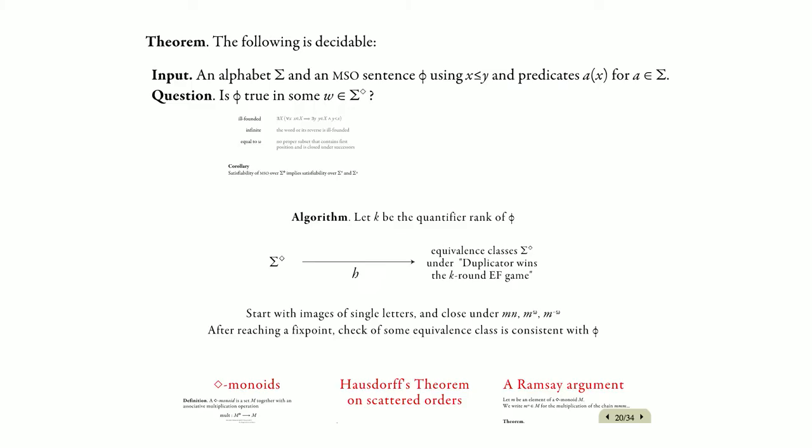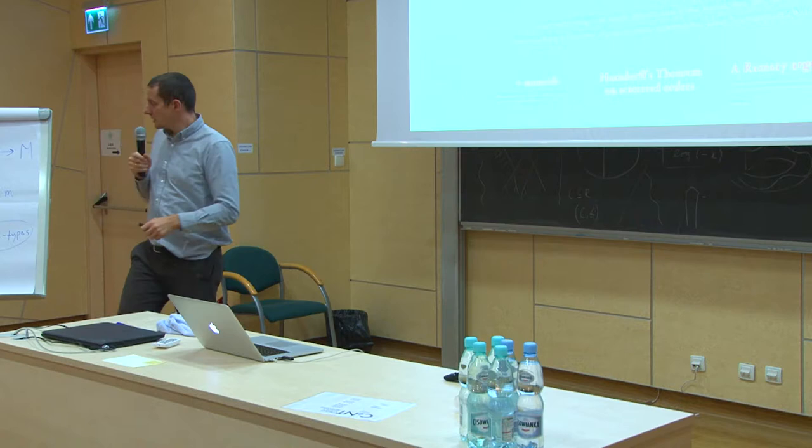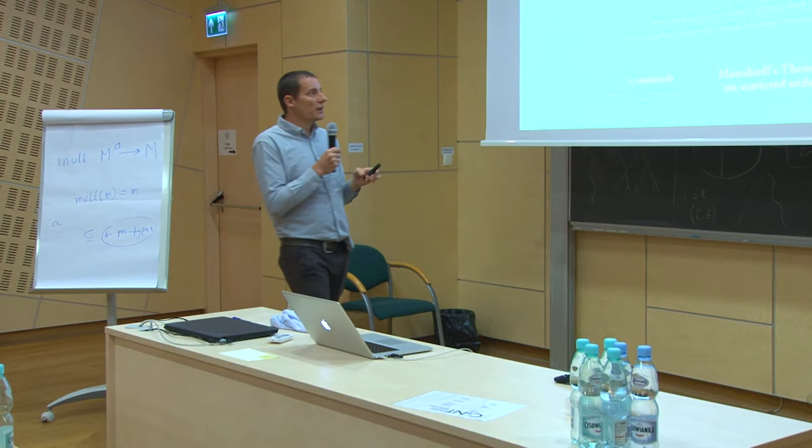Okay, can I have a question? Why is that monoid finite? Maybe a silly question. This monoid? This is because it's a subset of all K-pre types. It just shows that you're a mathematician.